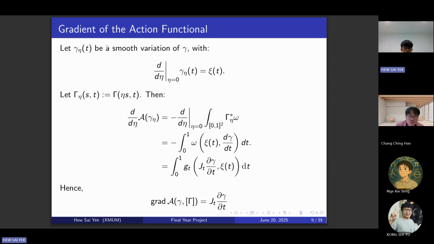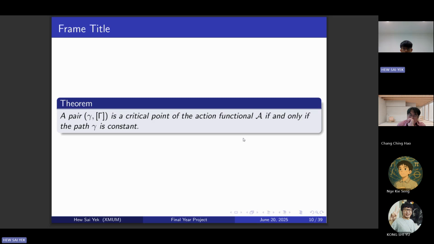Now we compute the gradient. From this, we can get the gradient is J dt minus the partial derivative. So the gradient must be 0 if and only if the partial derivative is 0, that is, the critical points of the action functional are exactly when the path is constant.